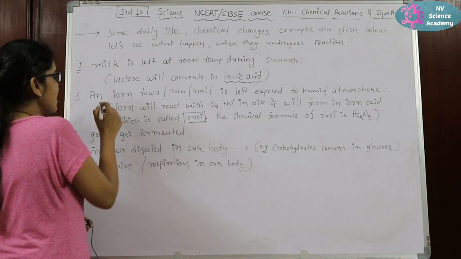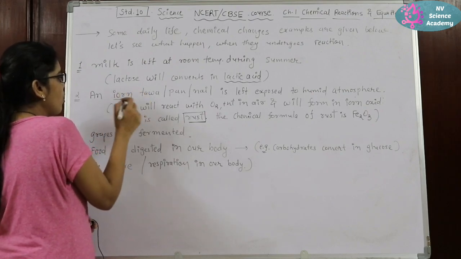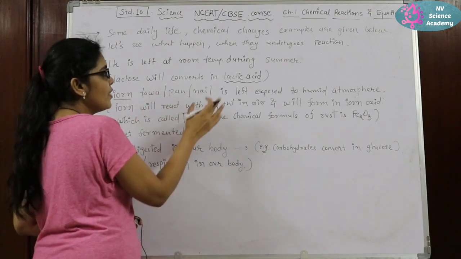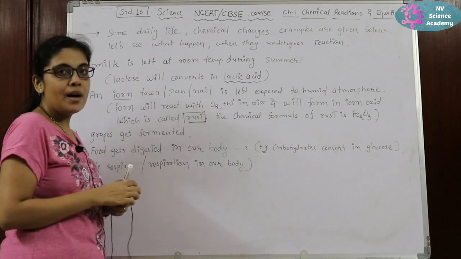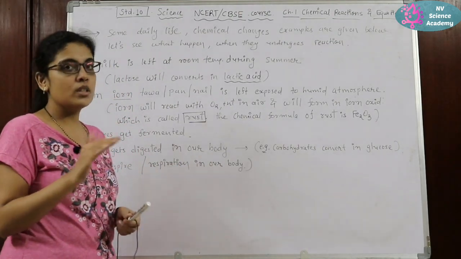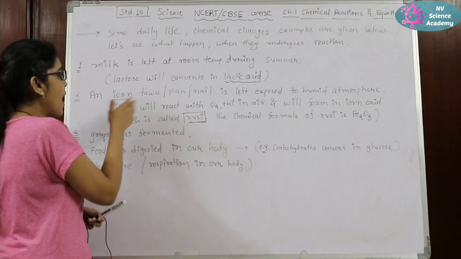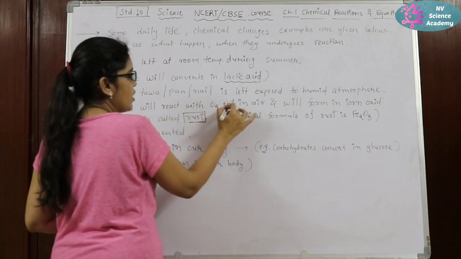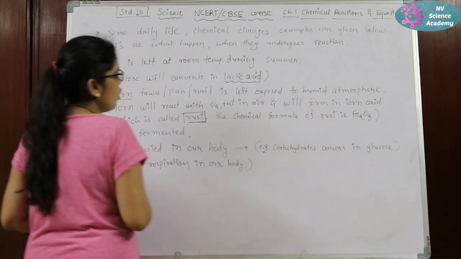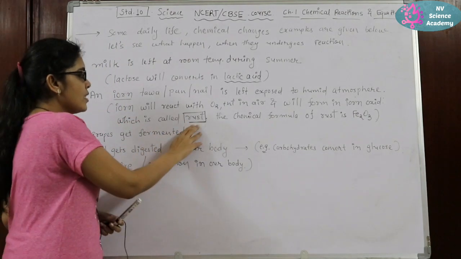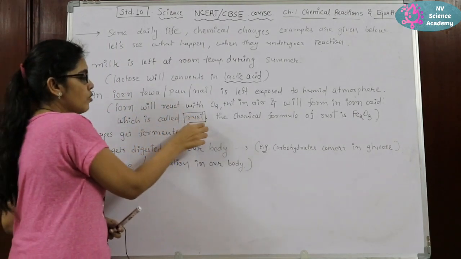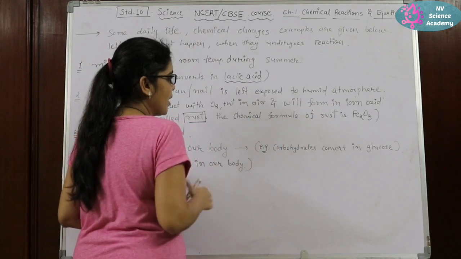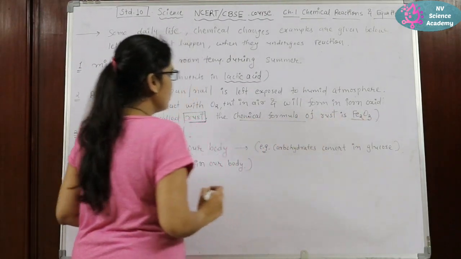The second example is any iron item. We can take a tawa, pan, nail, any of these. When we leave it in a humid atmosphere, what will happen? We will see rust on the surface of the iron substance. Iron reacts with oxygen present in the air and forms iron oxide. So rust is the form of iron oxide and its chemical formula is Fe2O3.